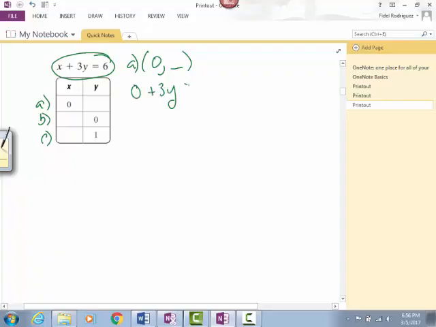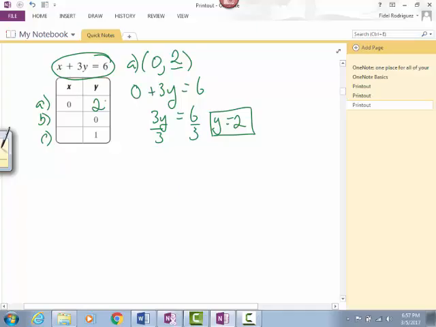So 0 plus 3y equals 6. Well, 0 plus 3y is still 3y equals 6. So when we divide both sides by 3, we come up with y is equal to 2. So I'm going to go ahead and write a 2 right here, and I'll write a 2 right there.